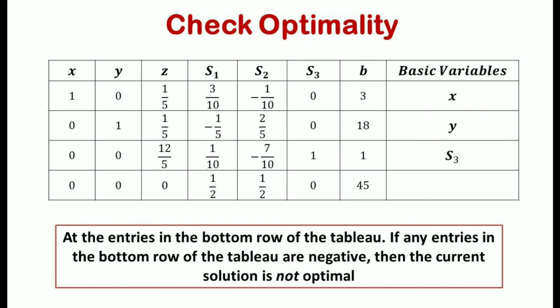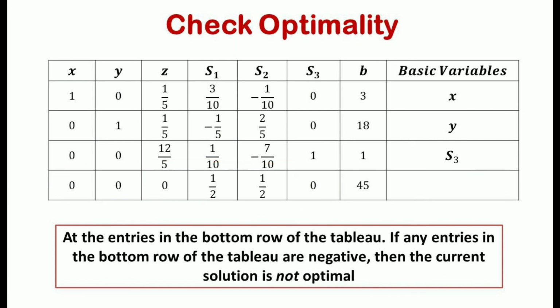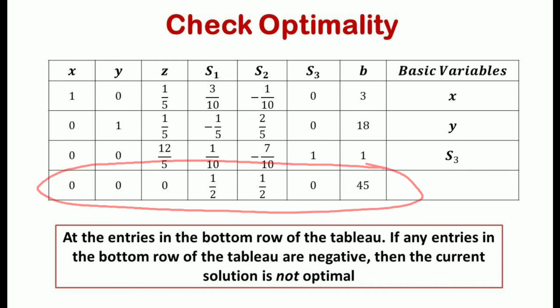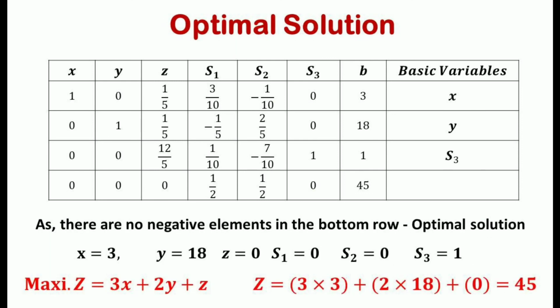After doing all this exercise, now the table is ready for the optimality check. That is to check whether the given solution is optimal or not. See, in the given table, if all the values in the bottom row are positive or equal to 0, then we can have an optimal solution. So here we can have an optimal solution because all the values in the bottom row are positive or equal to 0, indicating that this solution is optimal. So ultimately we reached the optimal solution through an iterative process. As there are no negative elements in the bottom row, we have an optimal solution.